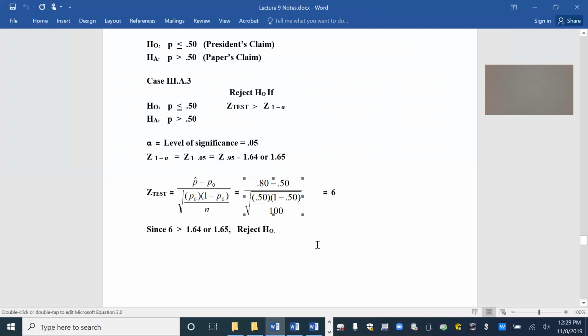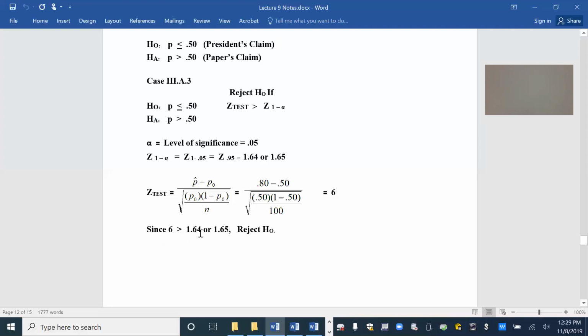Here's my formula for the z-test. How many standard deviations of difference do I have between my 80% that I saw and the 50% that the president claims? You write the expression for the z-test, and I will say use z-test equals 6 to make your decision. Is 6 greater than 1.64? Absolutely. We didn't just prove it. We crushed it. We knocked it out of the park.